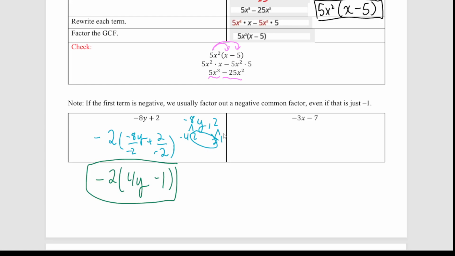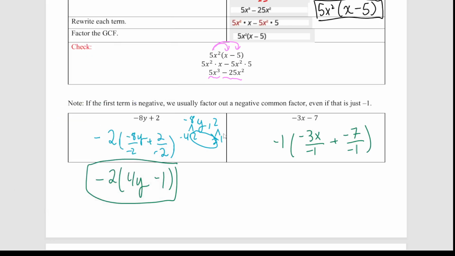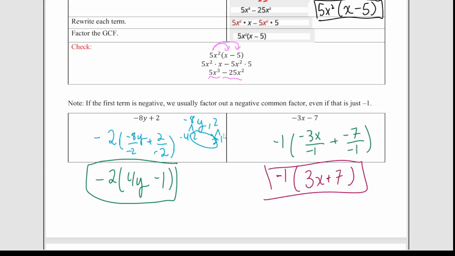Since the negative 3x begins with a negative, though, we're going to pull out a negative 1 and then divide each of those terms by negative 1. Notice how I changed the minus 7 to plus a negative 7, just because I know that's going to make it easier for me to visualize what's going on when I do that division. Then I'll have negative 1 parentheses, negative 3x divided by negative 1 leaves me with a positive 3x. Negative 7 divided by negative 1 leaves me with a positive 7. So my final answer would be negative 1 times 3x plus positive 7 there.